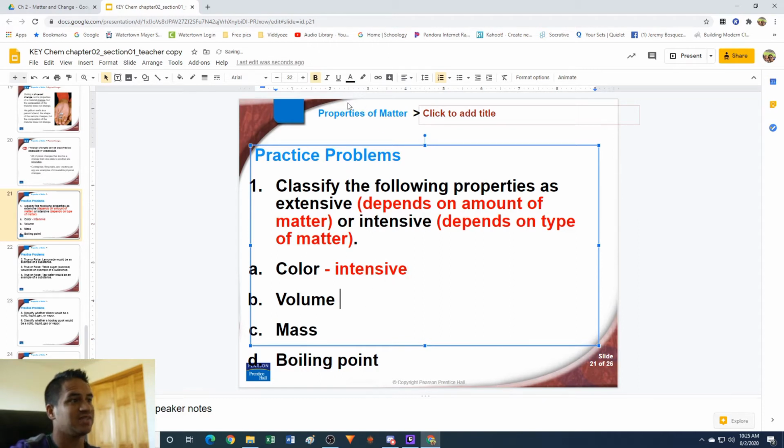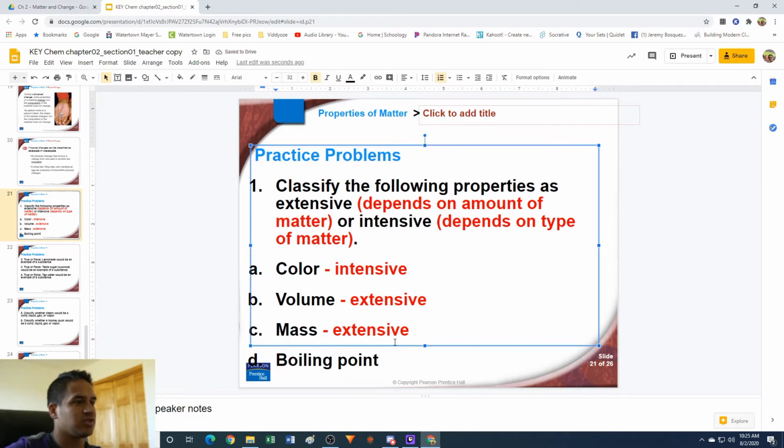Volume, so how much space it takes up, that is going to be dependent on the amount of matter you have, right? If you have a lot of it, it's going to take up a lot of volume. If you have a little bit, not so much. So that is an extensive property. Mass, how much matter there is in the actual object itself, that depends on the amount of matter that you have, not the type of matter. So that is also going to be an extensive property.